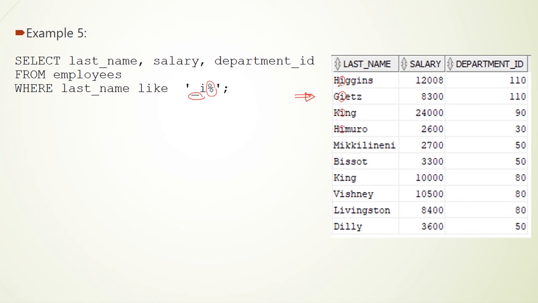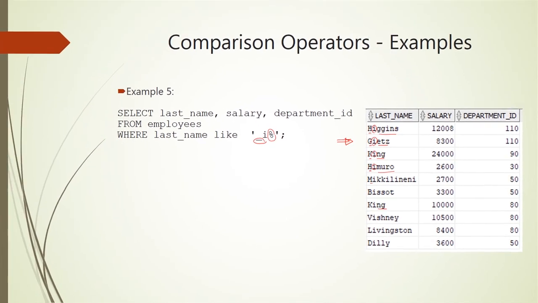Underscore represents 1 character, so here we have H, we have G, we have K, here H, here M, and so on. So the first character can be anything because we are using underscore. And following the I, it can be 3 characters, 2 characters, 1 character, anything because we are using percent. Here after the I we have 5 characters. Here we have 3 characters because percent represents 0 or more characters. Here we have 2 characters. Here we have 4 characters following the I. Here we have 2 characters following the I. So this is how to use underscore and percent for a string search pattern.